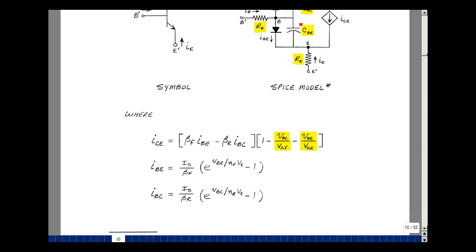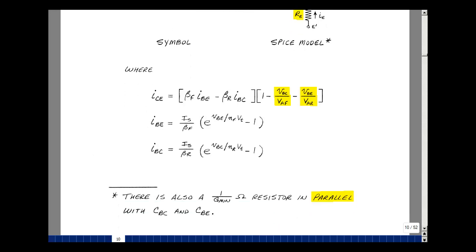There's also a resistor across each of these capacitors, like we had for the diode, whose value is very, very large. It's 1 over G min, and that's 10 to the 12th ohms, or a teraohm. I didn't show these to make the drawing a little bit simpler.